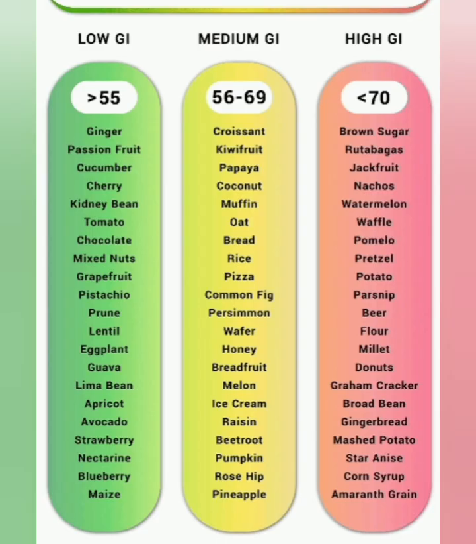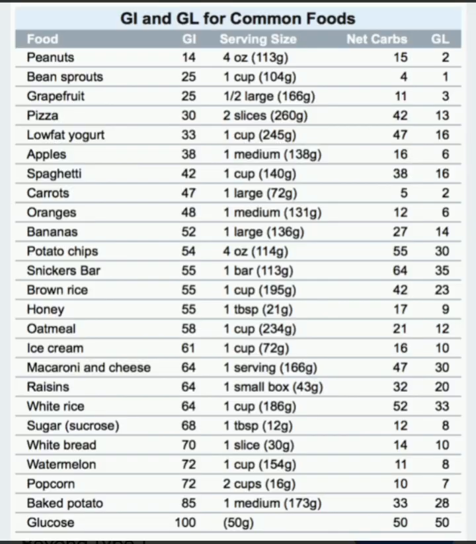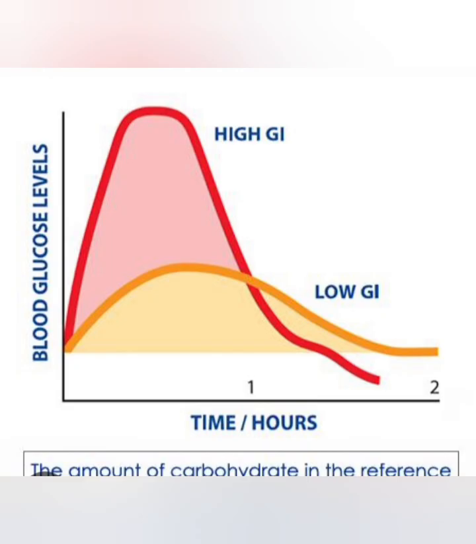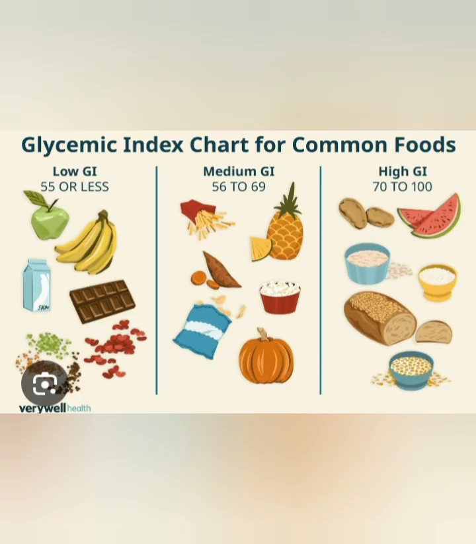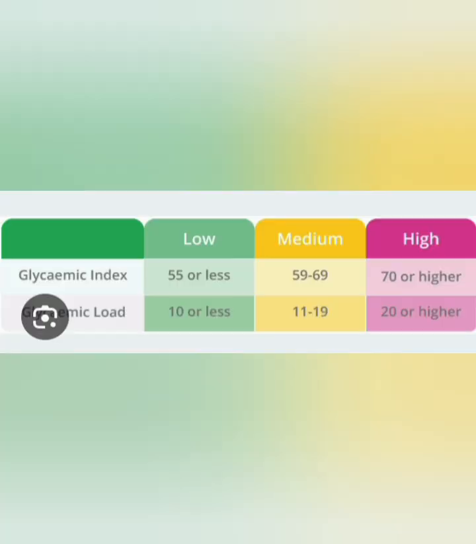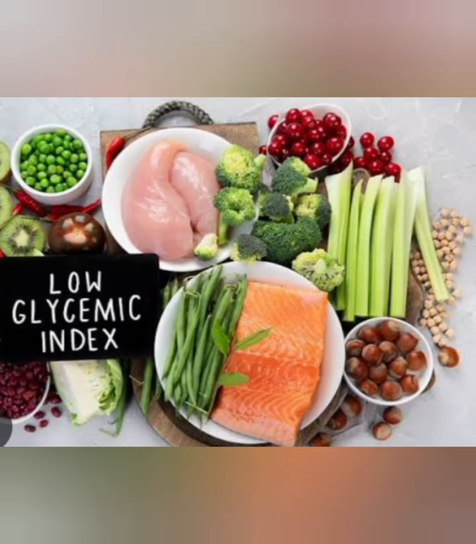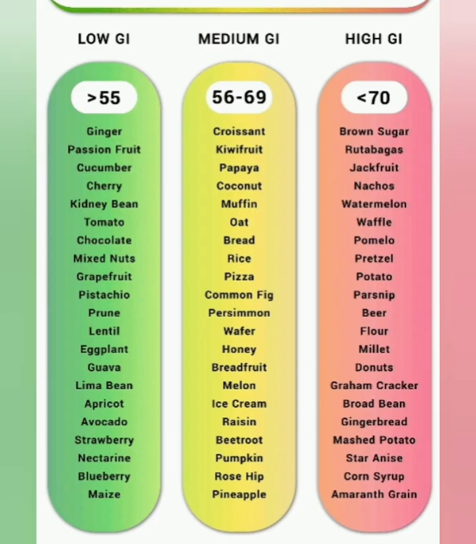Glycemic load is a measure that takes into account the amount of carbohydrates in a serving of food and how quickly these carbohydrates raise blood sugar levels. It combines the glycemic index with the amount of carbohydrates in a serving. Calculating GL, or glycemic load: glycemic load equals GI times the amount of carbohydrates in a serving, divided by 100.